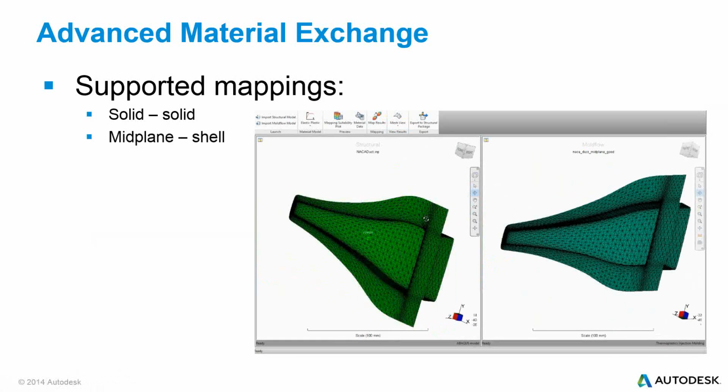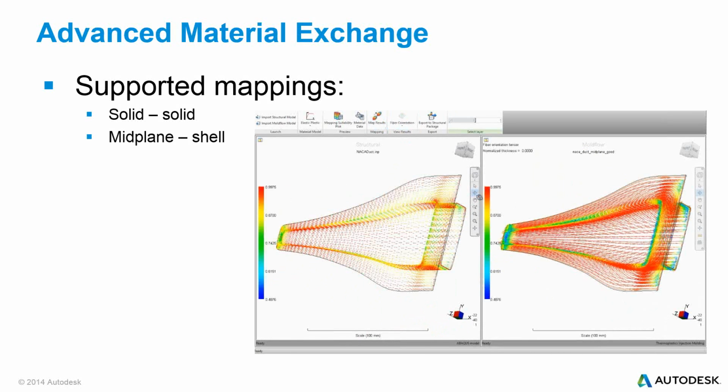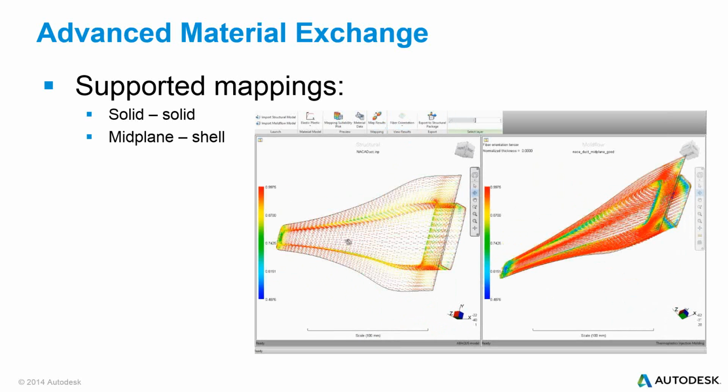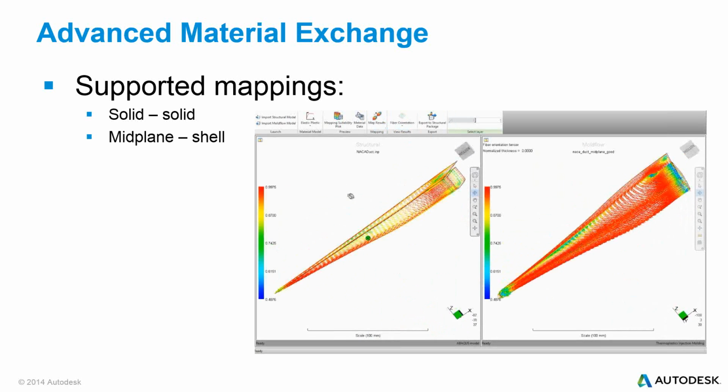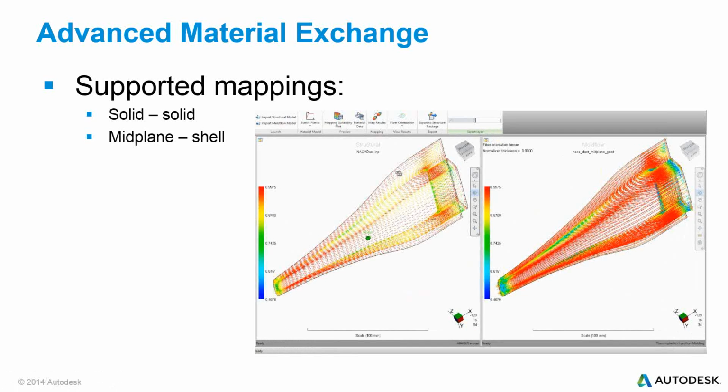We also support midplane to shell, so you can run a midplane analysis in Moldflow, and then you can transfer those results over to the structural analysis with shell elements. I'm going to pause this for a second to show you can actually view results in different layers. There's a slider on the top of that UI that allows you to step through the different layers of the shell so you can determine what the fiber orientations are doing through the thickness.